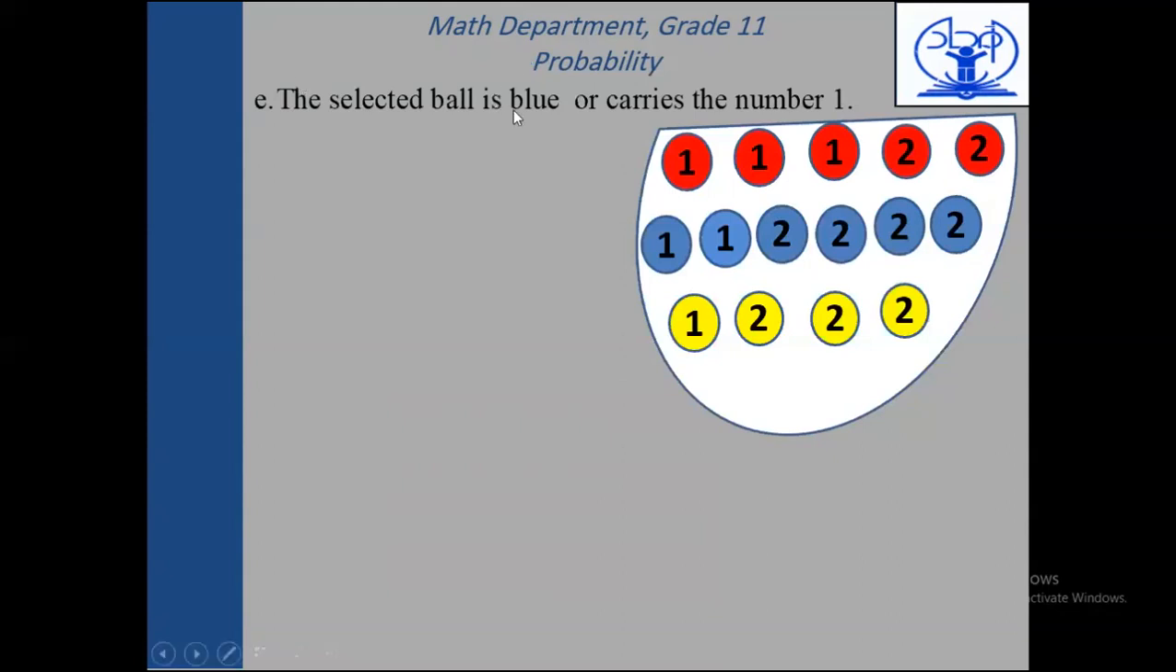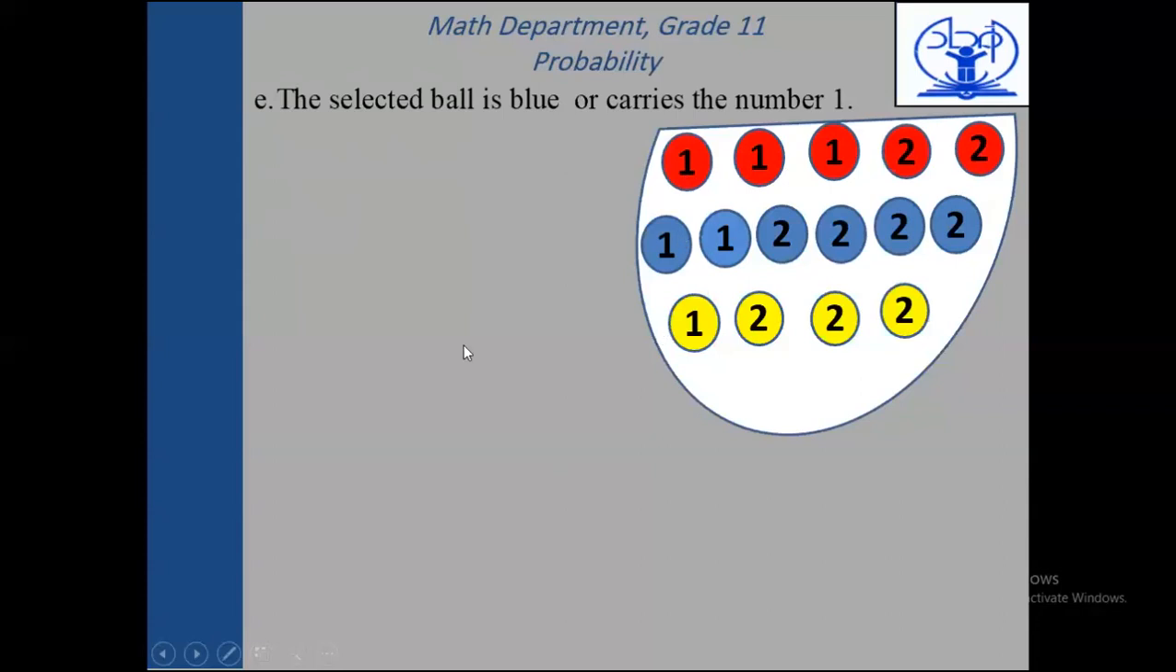So since the ball is blue or, this means all the blue balls are okay. Carrying the number 1, this means all the balls carrying number 1 are okay. So you can count all the blue balls and all the balls carrying number 1. But be careful here not to count the same balls twice. For example, these 2 balls may be counted when you are counting the blue balls, but you may count them again when you are counting the balls carrying the number 1.